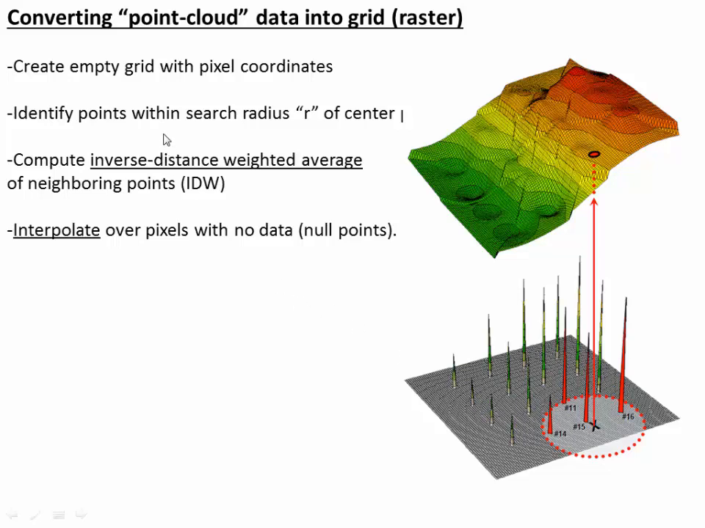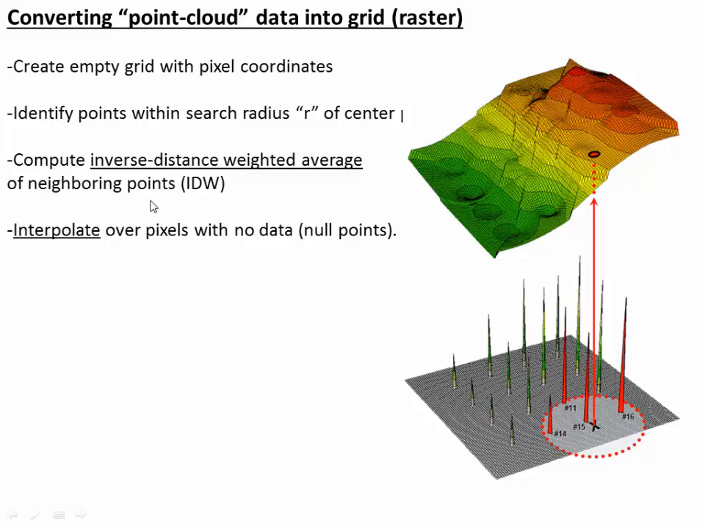And then you do a search. You basically say, okay, I'm going to start at this pixel, and I'm going to search for LiDAR shots in some radius r of my pixel, okay? And then maybe I find 3 or 4 LiDAR points. I'm going to compute an inverse distance weighted average. I'm basically going to compute a weighted mean elevation from those LiDAR shot points that were in my vicinity.